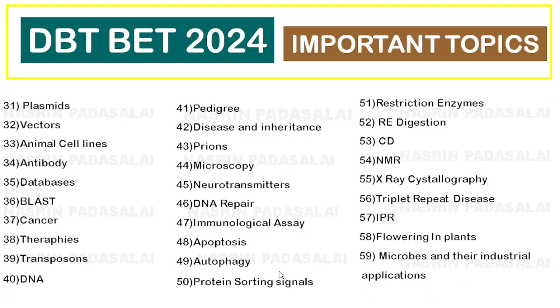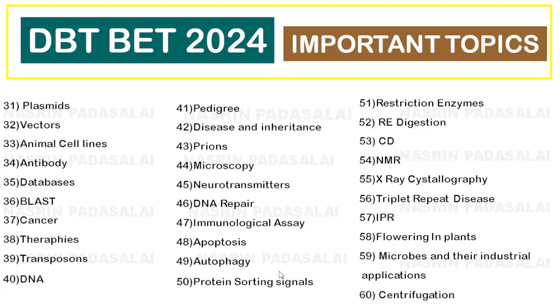Next is microbes and their industrial application, like which microbe is employed for commercial production of riboflavin, which microorganism is employed for commercial production of citric acid, like that questions you can expect. And also you can expect which microorganism is employed for fermentation of your curd, fermentation of your dosa batter, like that you can expect.